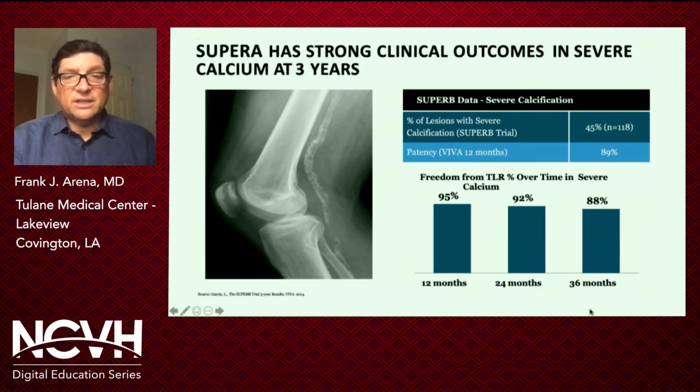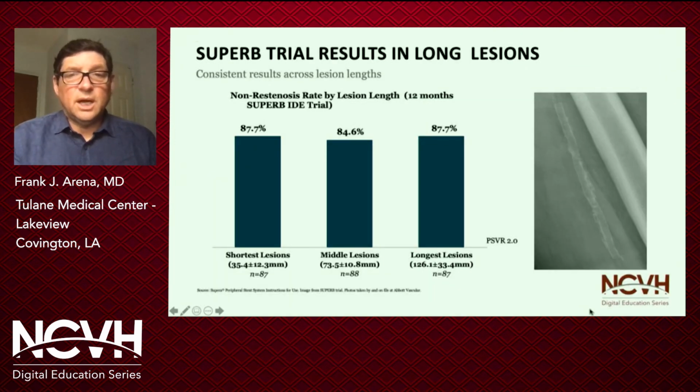So again, talking about calcium, there were many heavily calcified vessels in this trial, 45% or 118 patients, and in those patients, the stent performed very, very well over time, 95 to 88% TLR freedom at 36 months. And also in long lesions, whether it was 4 centimeters, 7, or 13 centimeters, the stent performed pretty much the same for all three groups, which is, again, very unusual for SFA stent trials.